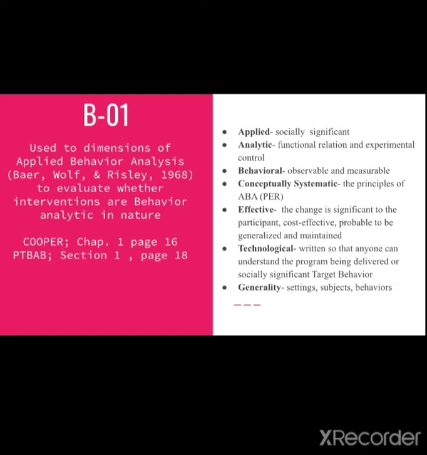Then we have analytic. This is the functional relation and experimental control. This is part of graphing. Does your AB design have experimental control? When you utilize baseline and then the intervention and then baseline and the intervention again, when you repeat that, is there experimental control? Did the independent variable change the dependent variable? When you manipulated the independent variable, did it change the behavior of the individual?